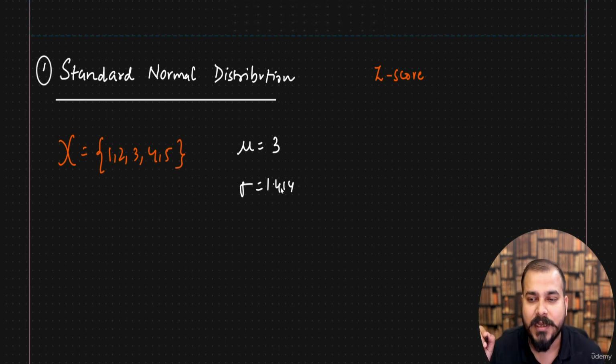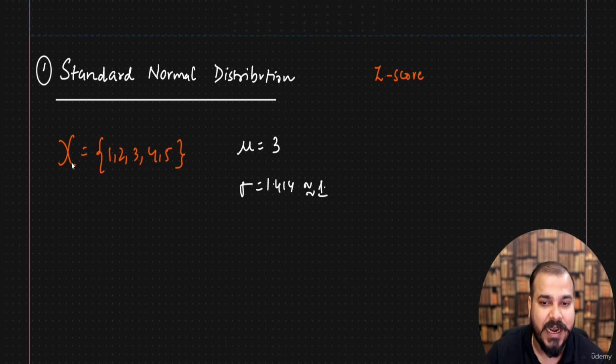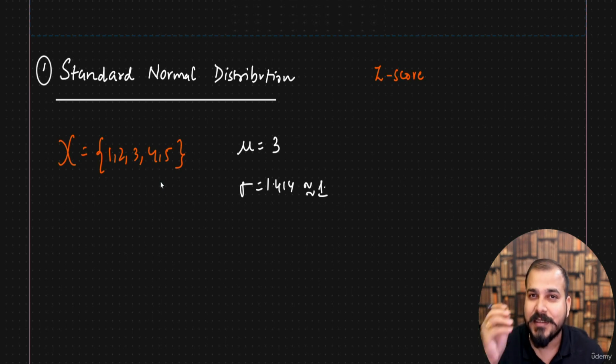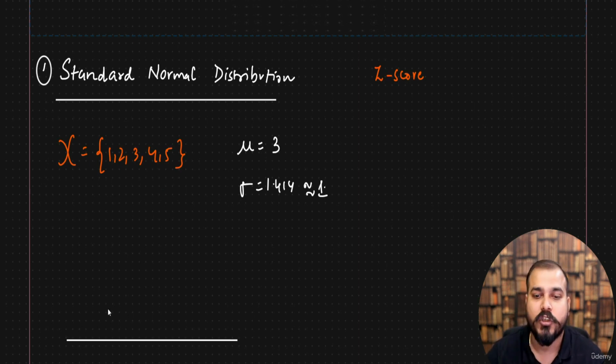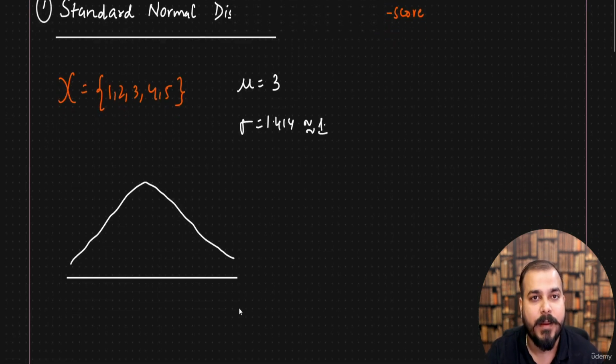Now, one very important thing: to make my calculation easier, let's consider this to be approximately equal to 1, okay? So I'm just saying let's consider the standard deviation for this distribution is 1. Why am I doing it? Just to make my calculation easier, okay? Now let's consider this is the entire Gaussian or normal distribution. So if I draw my Gaussian or bell curve, it will look something like this. Now this is my bell curve.